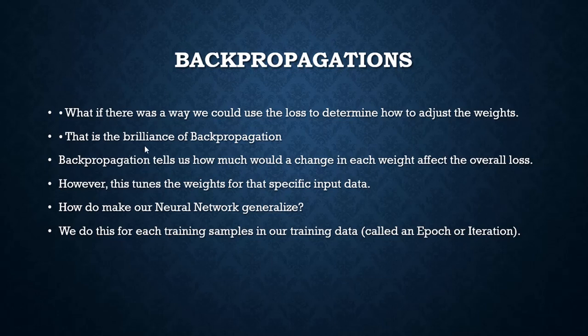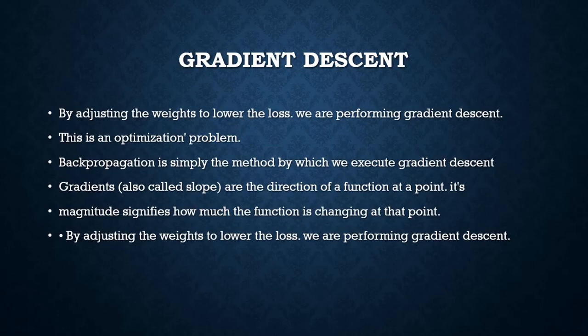Now we will see what logic is behind back propagation. Back propagation actually uses the gradient descent method. Gradient descent is nothing but adjusting the weights to lower the loss. By optimizing the problem, they perform gradient descent. So in order to minimize the loss, we use the gradient descent method, and back propagation is simply the method to execute gradient descent.